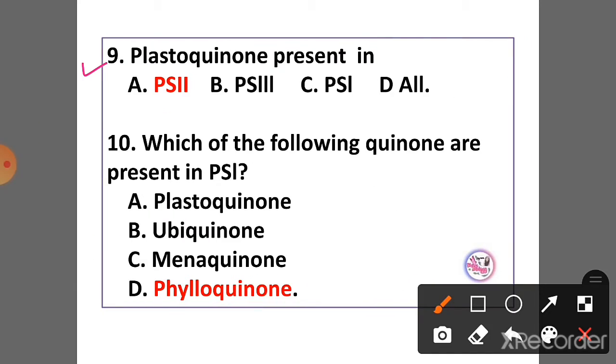Question 9. Plastoquinone is present in? Answer: Option A. Photosystem 2. Question 10. Which of the following quinones is present in photosystem 1? Option D. Phylloquinone is present in photosystem 1.